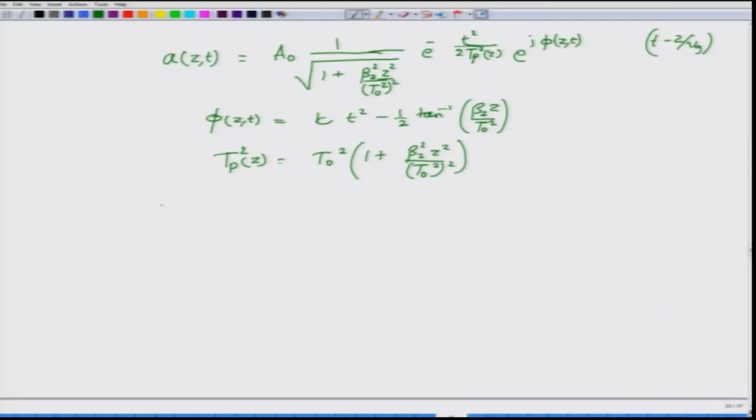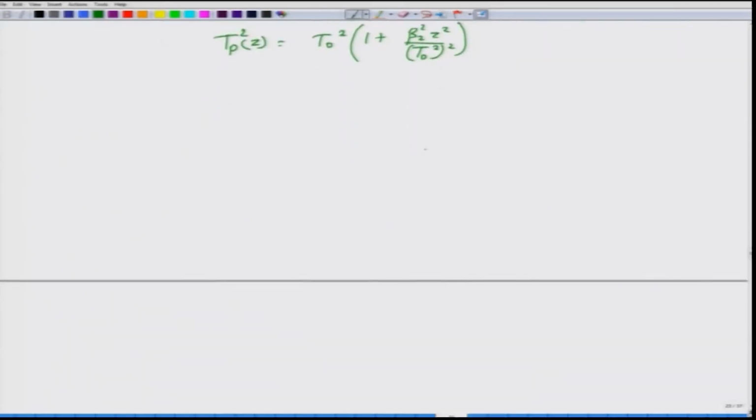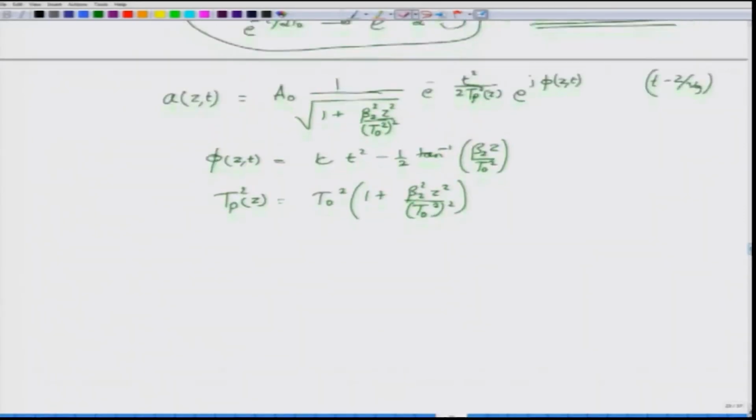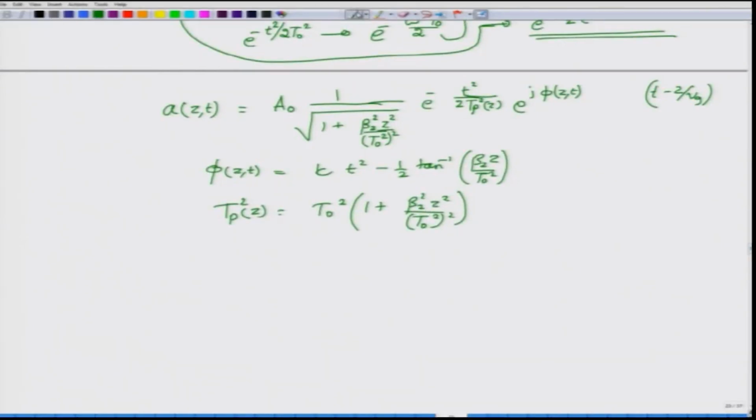Now, what is the significance of the term that is sitting inside here, beta 2 square z square by t 0 square, whole square? It is very interesting. Suppose I consider the situation where, instead of writing this as beta 2 square z square by t 0 square, I write it as magnitude of beta 2. Okay, I need some space here, so I am going to rewrite this. I will write this as magnitude of beta 2 z by t 0 square. Please remember t 0 is a real number, but beta 2 can have two signs: beta 2 can be greater than 0 or beta 2 can be less than 0.